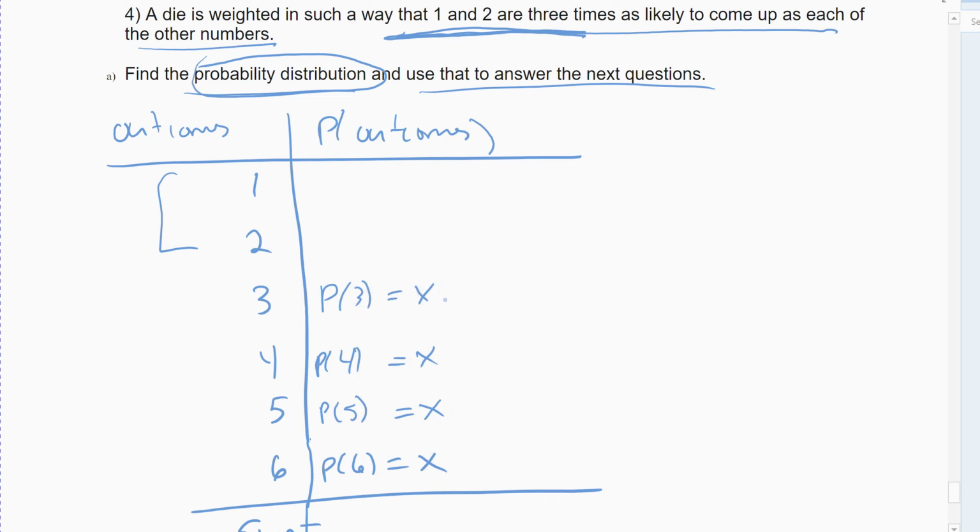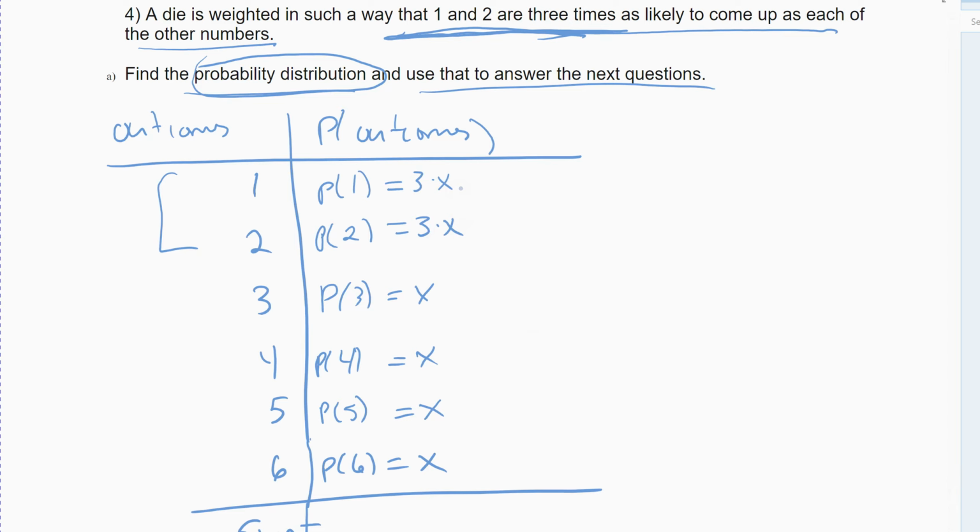So x is my variable, it's unknown. I don't know what the probability of rolling a 6 is, but I know the probability of rolling a 6, a 5, a 4, and a 3 are the same. So they're all that x value, whatever that probability is. And then I'll use that to write out my probability of rolling a 2 and a 1, because I know they're 3 times as likely. So if the probability of rolling a 6 is x, the probability of rolling a 2 is 3 times that, so it would be 3x. The same thing with the probability of rolling a 1: it's 3 times that, so it's 3x.